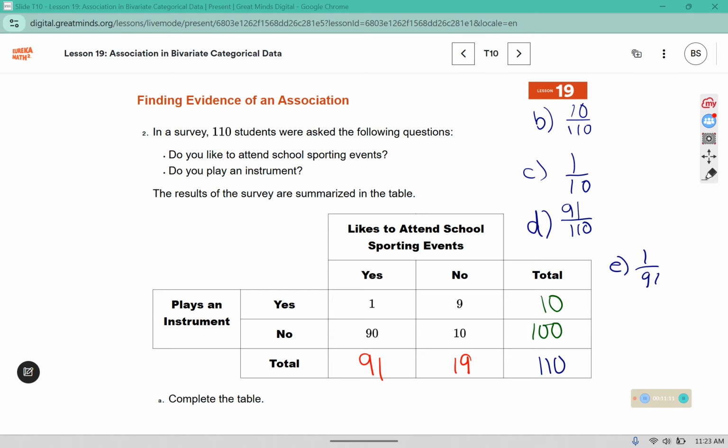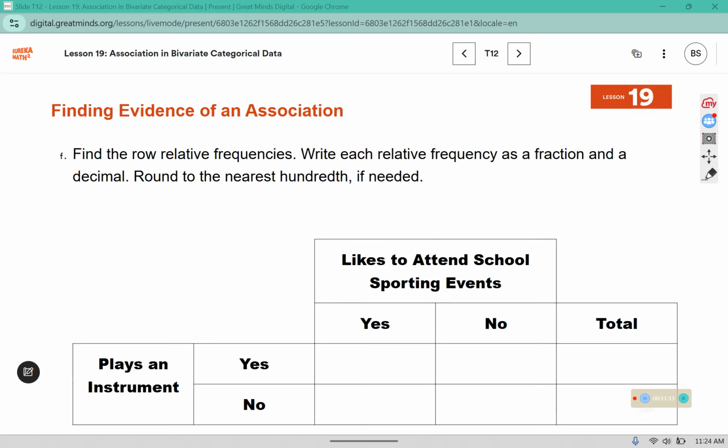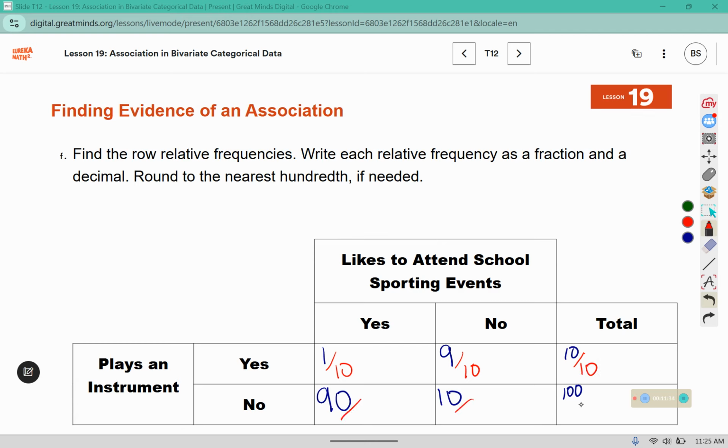For F, we have a table, and we are going to find the row relative frequencies, writing them as fractions and decimals to the hundredths place if needed. So we're dividing by the row totals. And changing them into decimals.